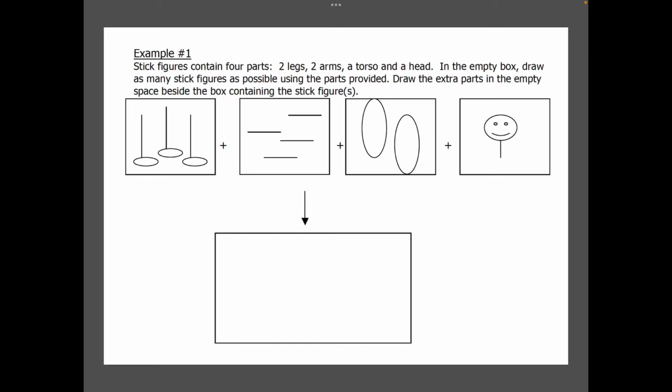So in example number 1, we are making stick figures. It says that each stick figure contains 4 parts. We need 2 legs, 2 arms, a torso, and a head to make one stick figure. So using this box below, I want you to draw as many stick figures as you can, but you can only use the parts provided in those boxes up above, okay? And then you can just draw the extra parts in the empty space next to the box with a stick figure. So go ahead, pause here, and draw some stick figures.